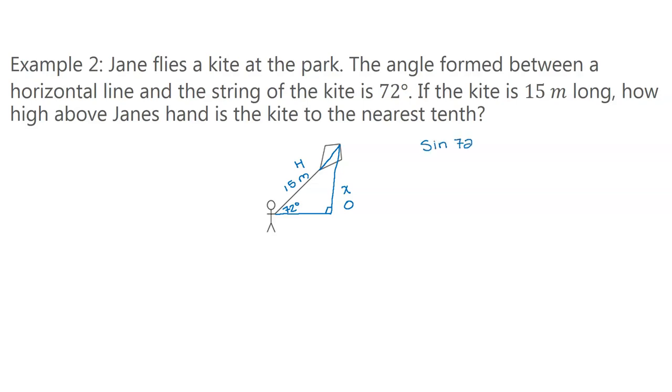Let's set up the ratio. Sine of 72 equals x over 15. Now this time when we cross multiply, we're multiplying x by 1, which is just x. And we're multiplying 15 by sine 72. So there's no dividing in this one. We're just going to multiply these two together. Doing that gives me 14.3. So I can say that the kite is 14.3 meters above Jane's hand.